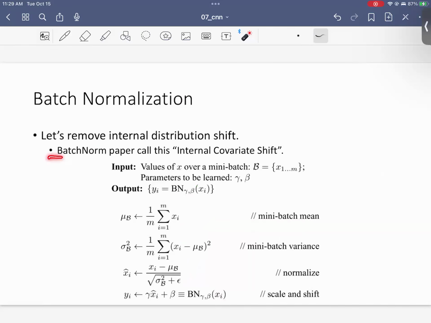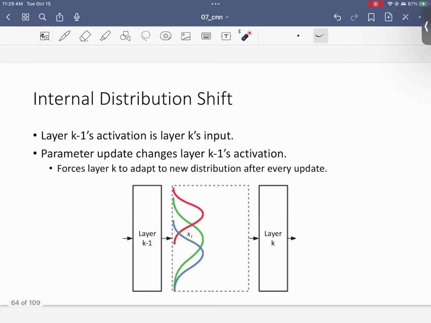Or the BatchNorm paper calls this internal covariate shift, but it's the same thing. So what we would like to do is normalize the output of the previous layer to a specific distribution, hopefully this, so that the next layer will always handle the same distribution over and over again, right? So that the whole training process would be way, way simplified.